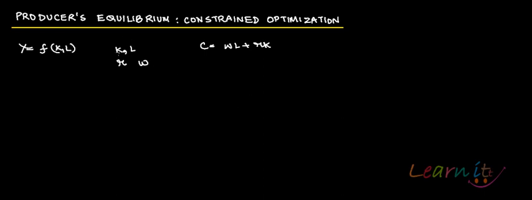This is the cost of production, and you want to find out how much of K and L the firm has to employ so that cost is minimized and it produces, say, Y bar units of output. So the firm wants to know the minimum cost to produce Y bar units of output.